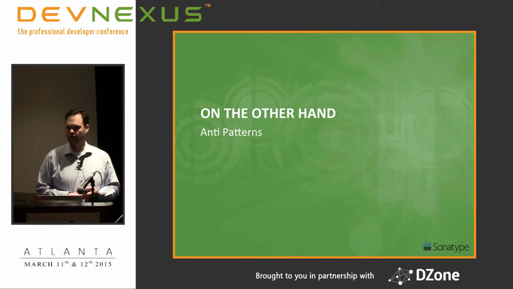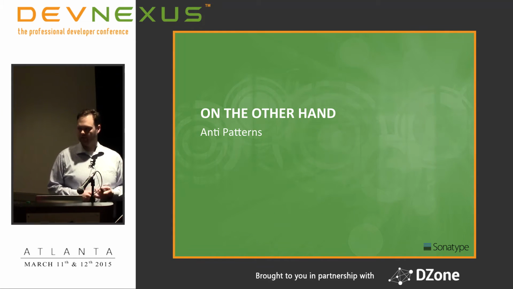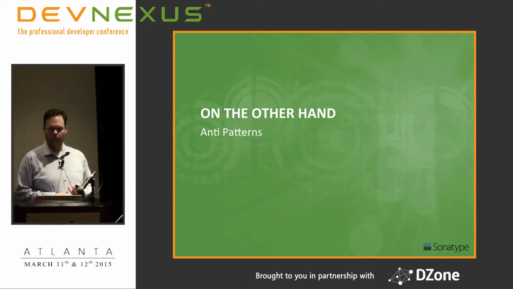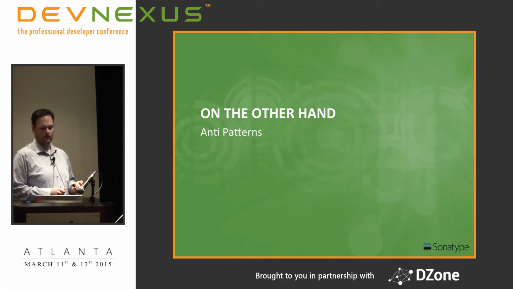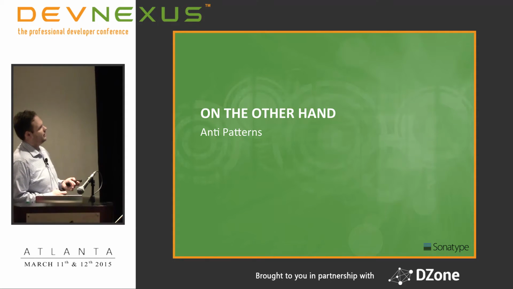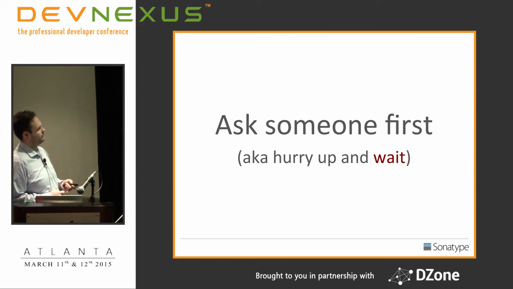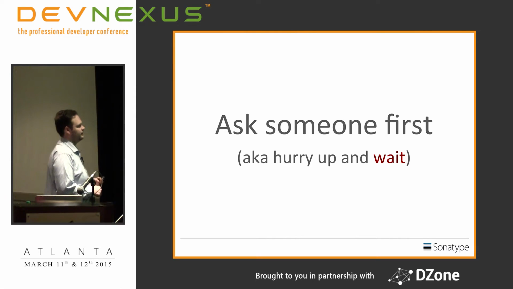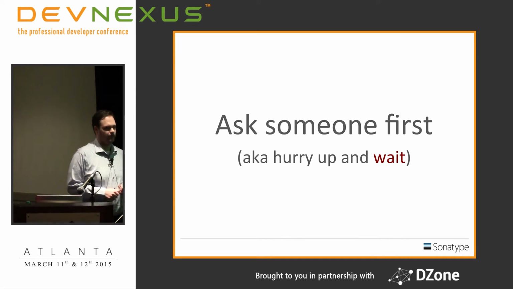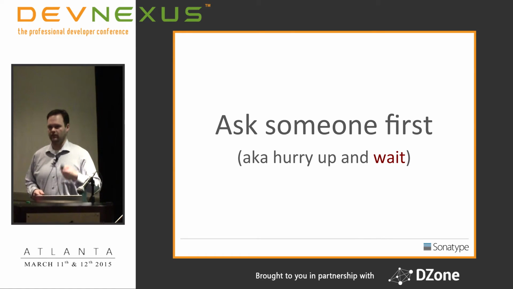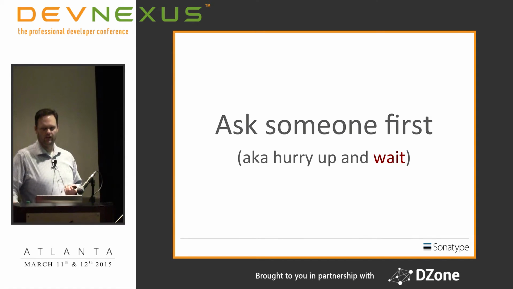Now, on the other hand, I've just spent some time talking about data that supports that we're not doing enough to check components. There are companies who are doing some pretty decent jobs of controlling the components. The problem is they tend to be pretty burdensome, right? So the first anti-pattern we see is effectively ask someone first, whether it's a governance board or an architect or the security guy or the legal. So otherwise, hurry up and wait.